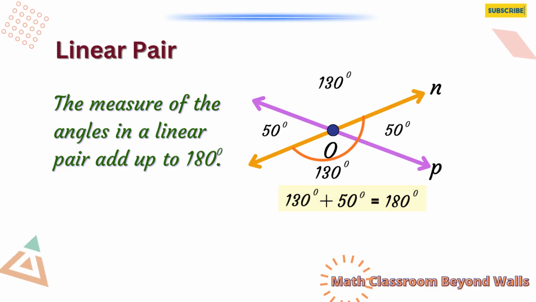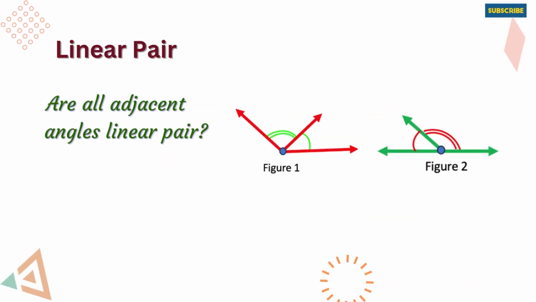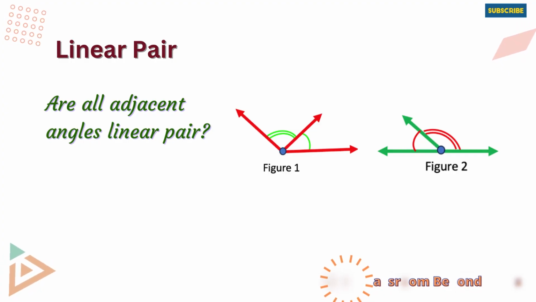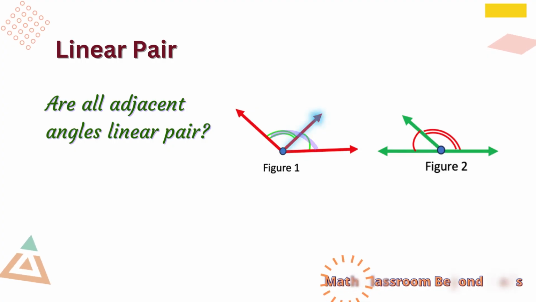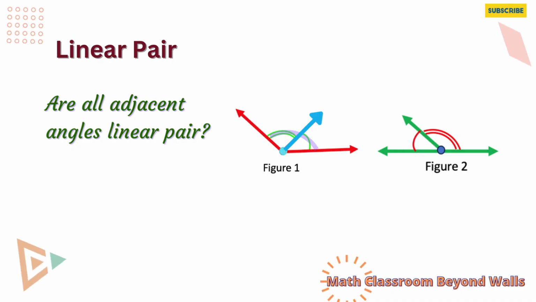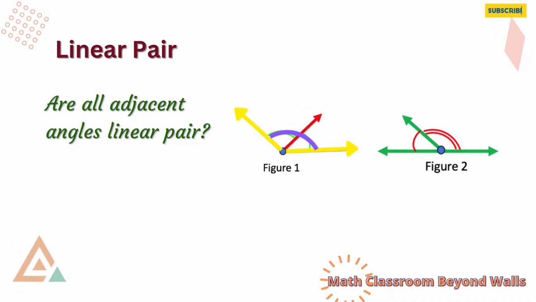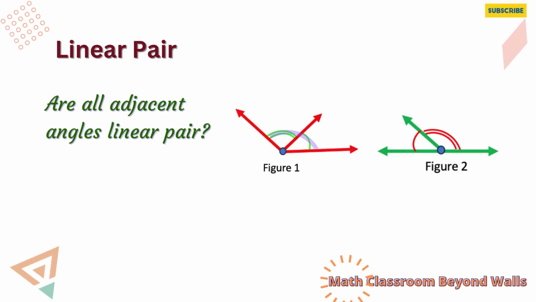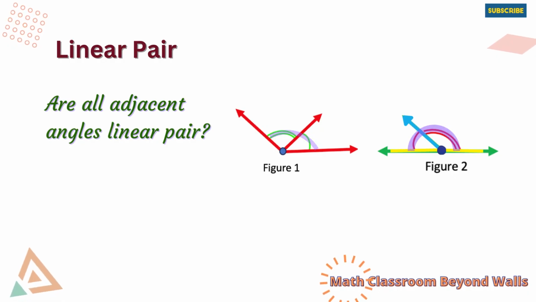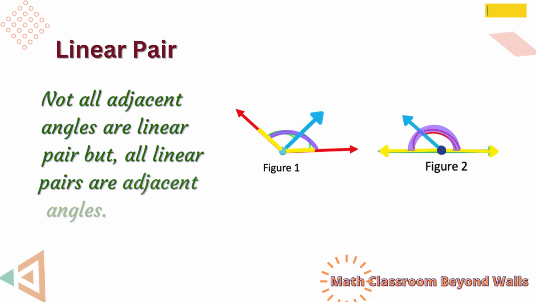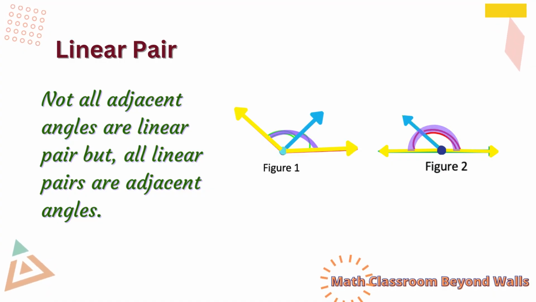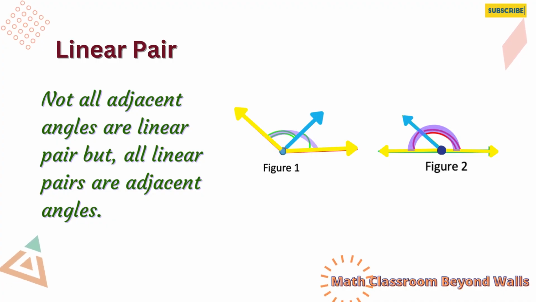By the way, are all adjacent angles linear pairs? Look at these two figures, learners. In figure 1, the angles are adjacent for they're sharing a common side and a vertex, but not a linear pair. Do you see why? You're correct. Their non-common sides do not form a line. Whereas in figure 2, the angles are adjacent and at the same time a linear pair. So, not all adjacent angles are a linear pair, but all linear pairs are adjacent angles. I hope you were able to get that, learners.